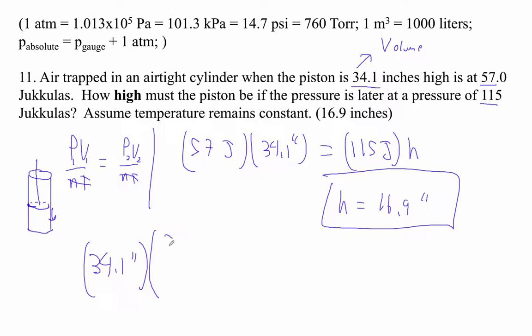And the way to do that is to go 57 over 115. I want to make this smaller because I know the piston has to move down to make the pressure higher. So 34.1 times 57 divided by 115 gives me the same answer. It's just a challenge. I'm assuming you know how to do this first.